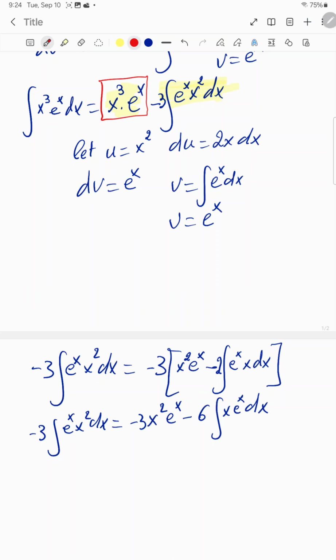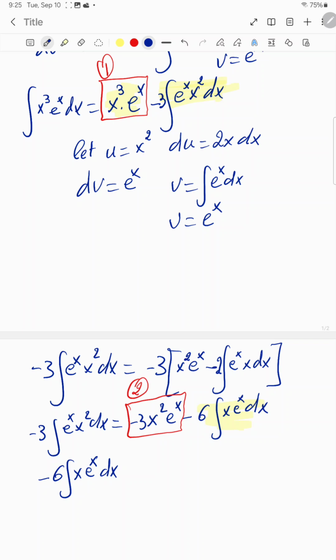And here again, I will work with this part of my integral, and I will encircle this because I will use it at the end. So I will put this first and then I will put this second, yeah? And I will work with the minus 6. So now minus 6 integral of x e to the power of x dx.